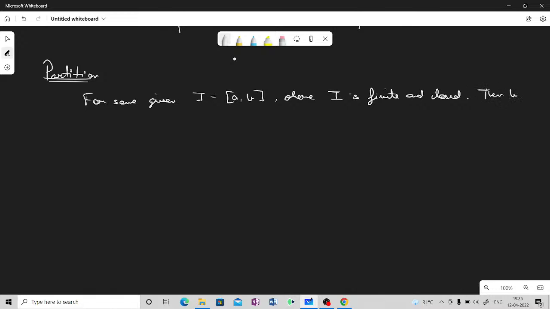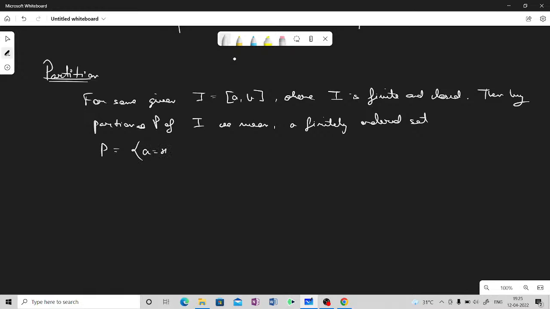Then by a partition P of I, we mean a finitely ordered set P, with elements starting with the starting point of the given interval, let us take it as x0, then x1, then x2, and so on, and ending with the end of the given interval, such that a = x0 < x1 < x2, and this order keeps going till the value xn. Clear? Given.